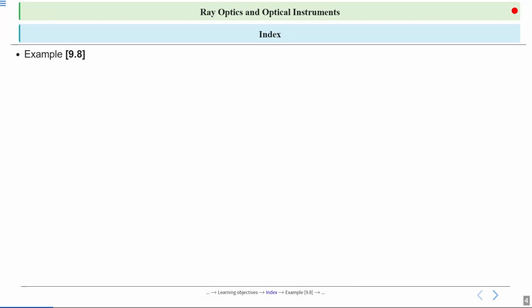Initially, we will discuss example 9.8 to highlight practical applications. The next topic in our index is refraction through a prism, labeled 9.6. This section will delve into how light bends as it passes through a prism, a fundamental concept in optics. Understanding this will be crucial for grasping how optical instruments like telescopes and cameras work.